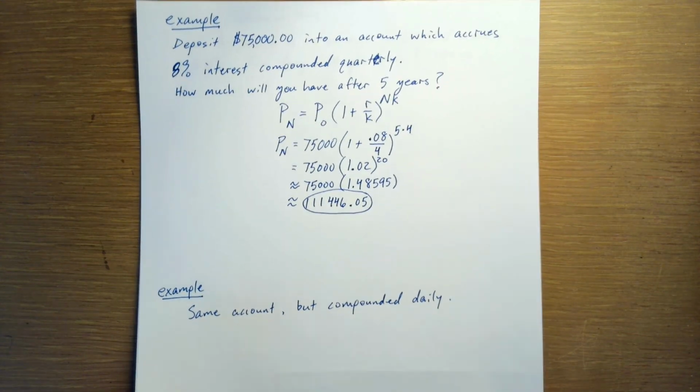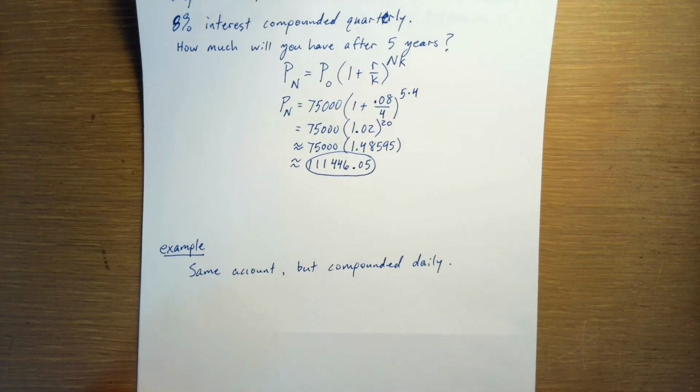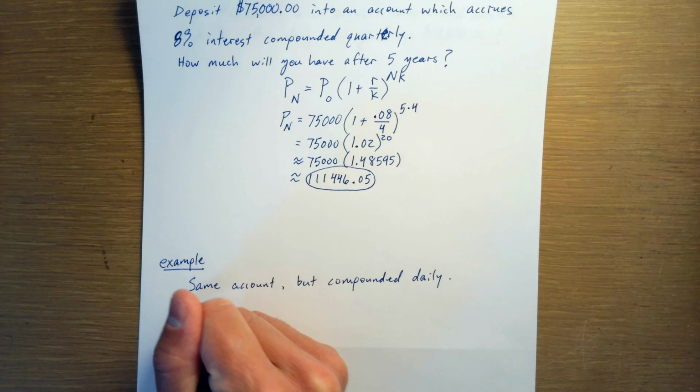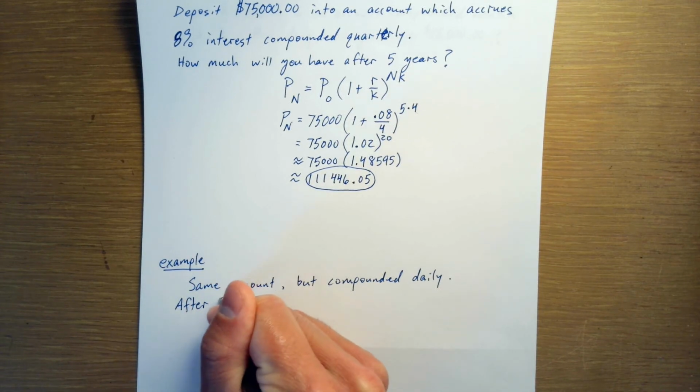Okay, so let's look at a very similar problem. We're going to take the same account, same initial deposit, same interest rate, but instead of compounding quarterly, which is 4 times per year, we'll say this account is compounded daily, which means every day interest accrues. And the same question, how much money will you have in 5 years?